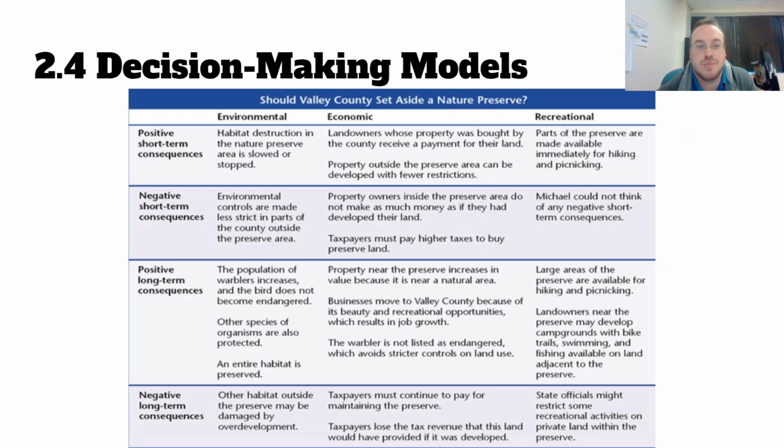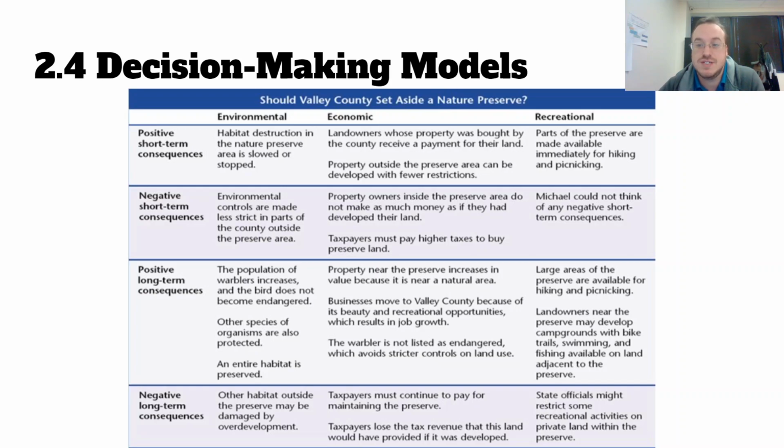So a couple of the ones that I want to pull out are the positive and negative for environmental and the positive and negative for economic. The recreational ones are going to be very opinionated on how important they are. So I want to talk about these right now. So positive short-term consequences for environment is that we are going to have habitat destruction slow down and stop, right? So if we have a nature preserve, there aren't going to be housing developments put in. There's not going to be a strip mall put in there. They aren't going to pave it and make a parking lot or a highway. That's a good thing, right? We want to preserve the environment for environmental consequences.